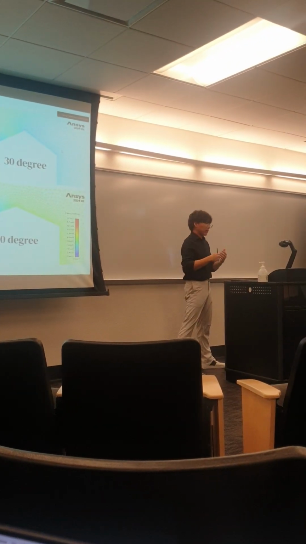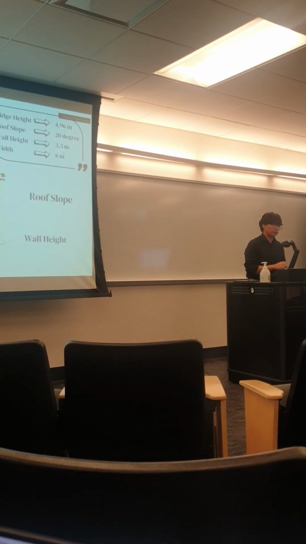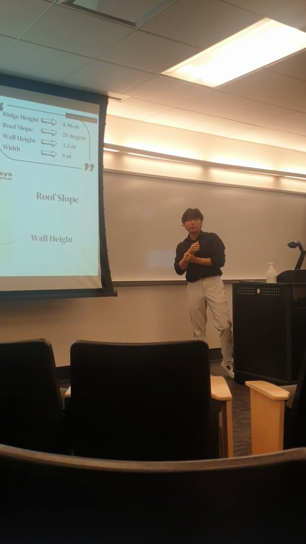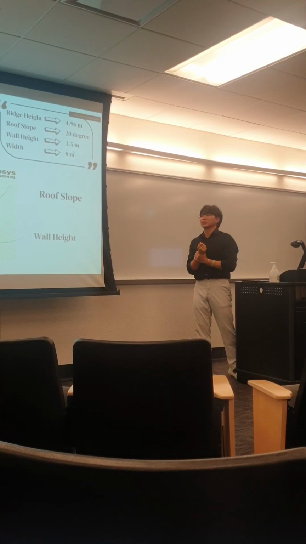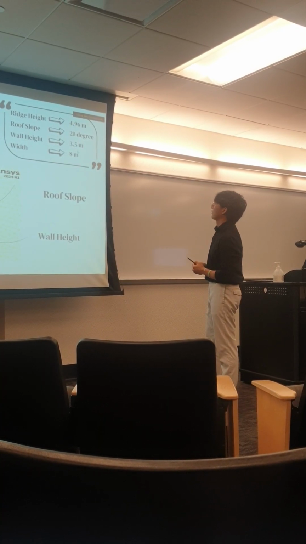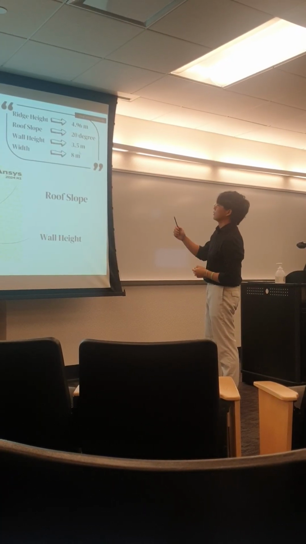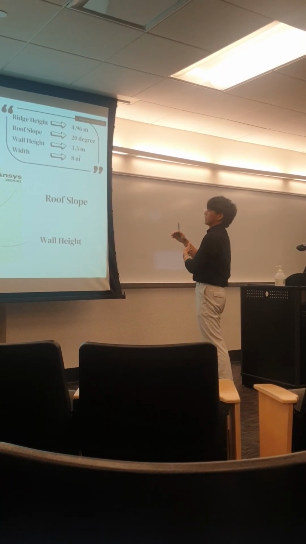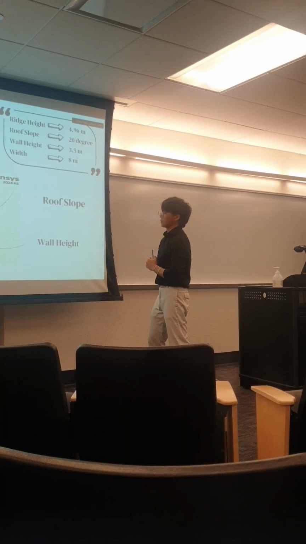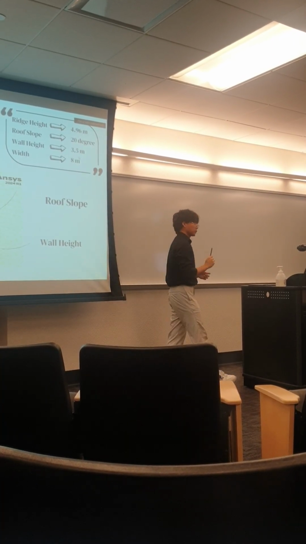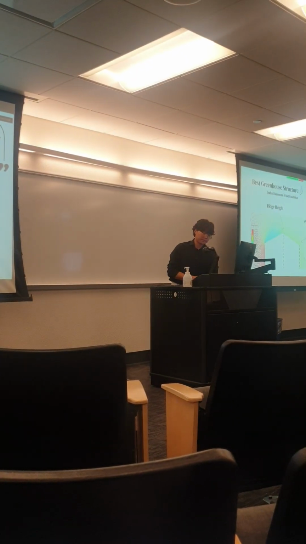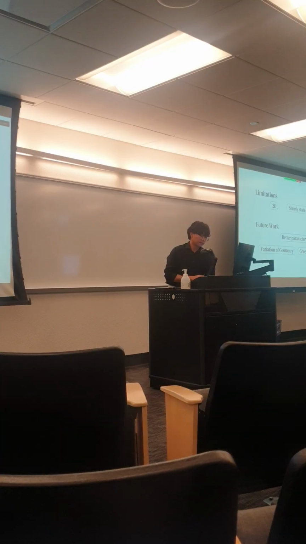By comparing all of those, we could tell the best greenhouse structure for the Hammond, Indiana wind condition. I could say the ridge height of 4.96 meters, a slope of 20 degrees, a wall height of 3.5, and a width of 8. So I can say this greenhouse structure and geometric condition is the best for the Hammond, Indiana wind condition.